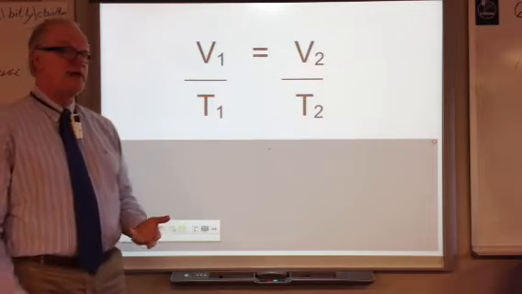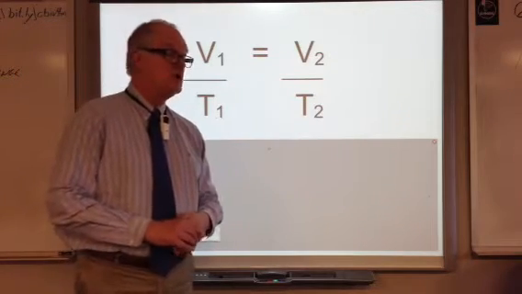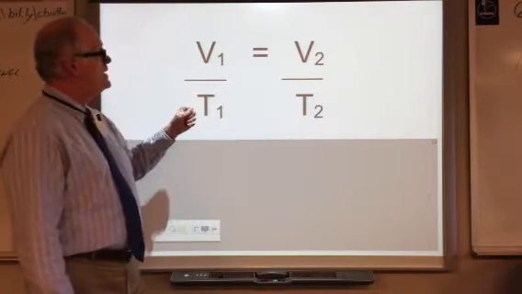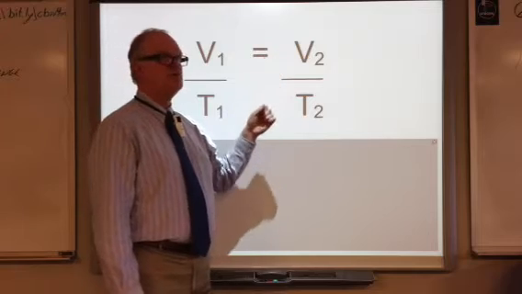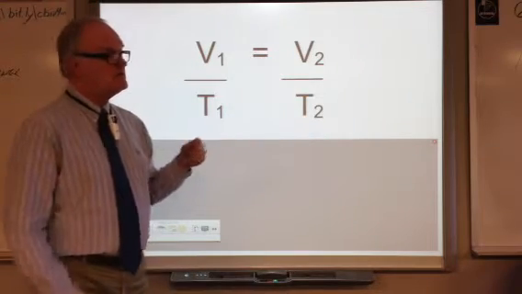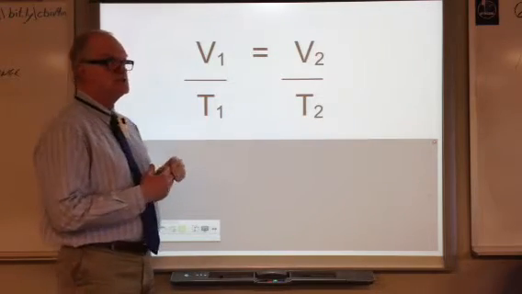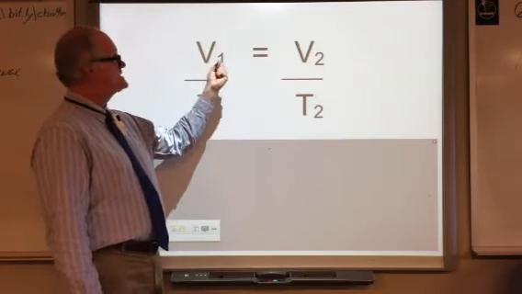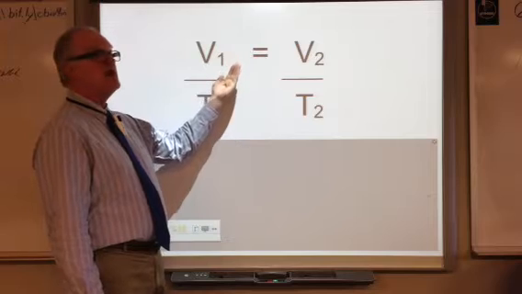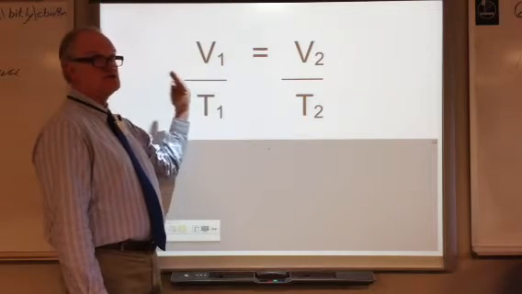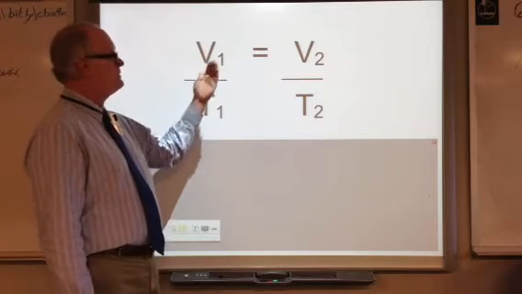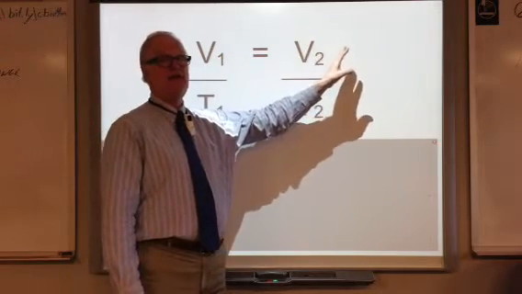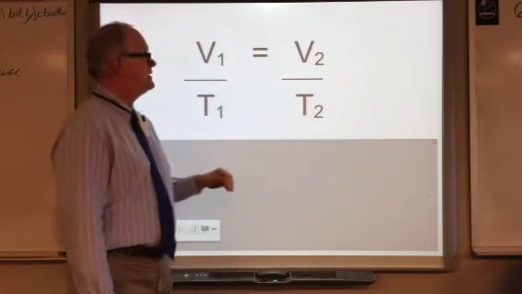Here's a mathematical equation for Charles' Law that tells us that volume 1 over temperature 1 is equal to volume 2 over temperature 2. Now what's the deal with these subscripts, the 1s and the 2s? The subscript 1 tells us that this is the volume that happened earlier in our scenario, at the beginning of our problem or experiment. And volume 2 is what happened at the end, or later on in the experiment.